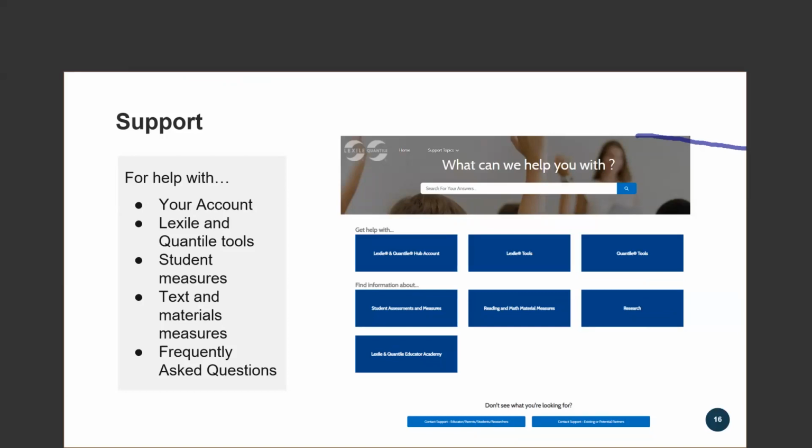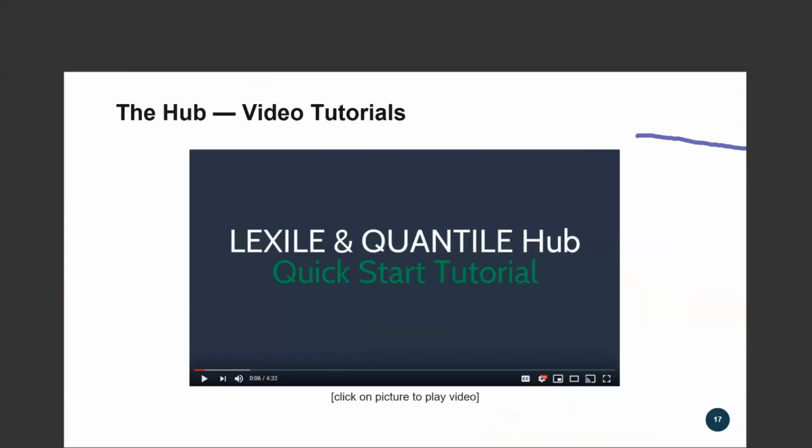And of course, if you don't find what you're looking for, you'll notice at the bottom of this screenshot, there's some information about contacting support to receive additional help in highlighting and identifying exactly what you are looking for. As I said before, there are also video tutorials and text-based quick start guides to help you not only with the hub itself, but each of the individual tools that it contains.